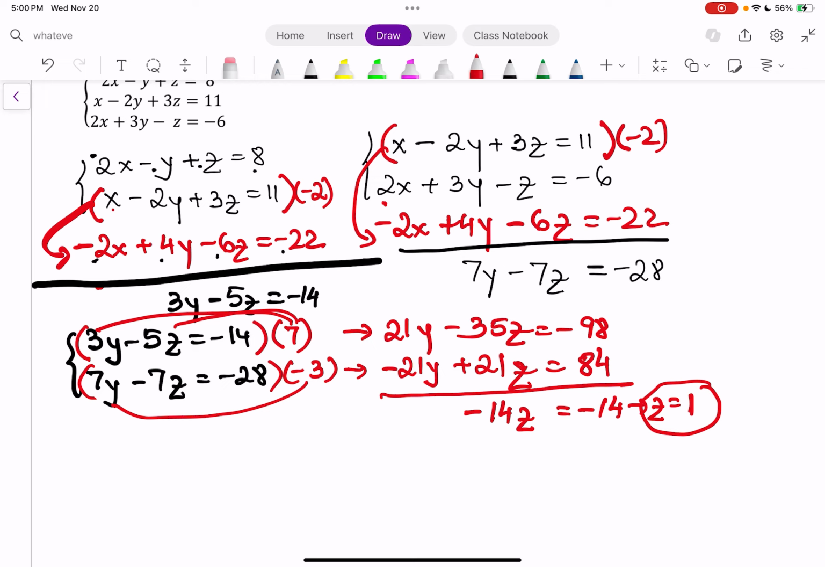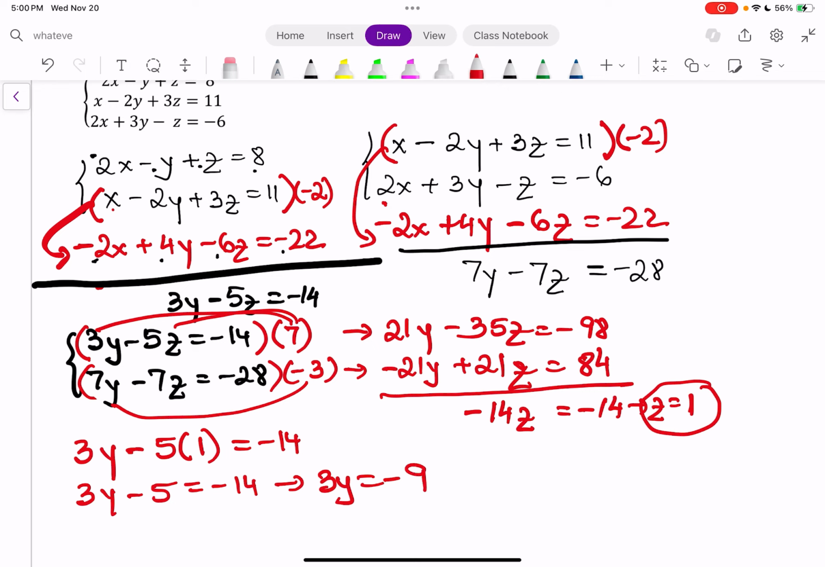So pick either one of the equations. I'll pick the first one. 3y minus 5 times z, which is 1, equals negative 14. Add the 5 over. So negative 14 plus 5 is negative 9. Therefore, y equals negative 3.